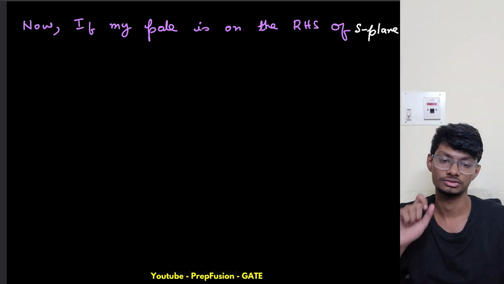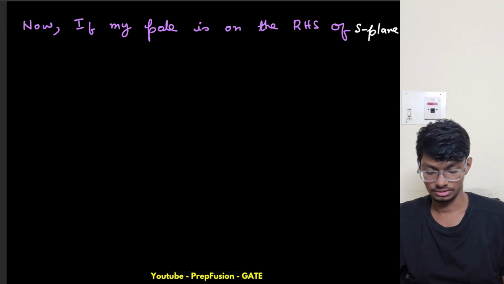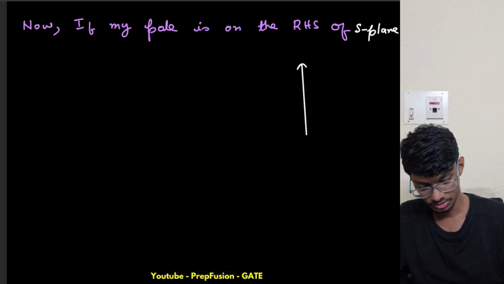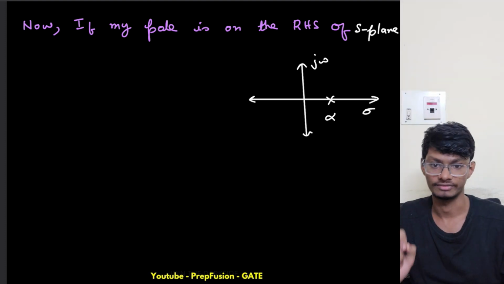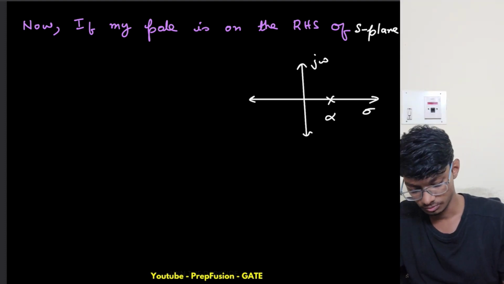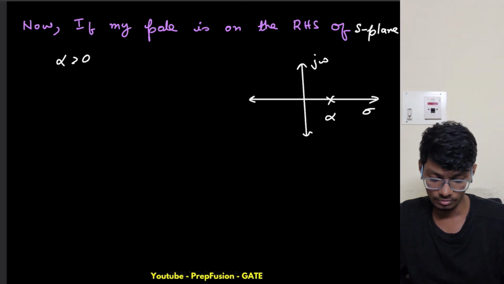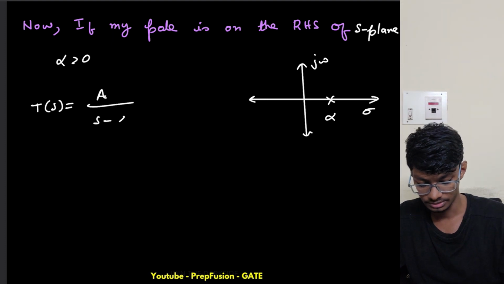Now if my pole is on the right hand side of the S plane, what will happen? So let me write the transfer function. Here I will draw the S plane, sigma plus j omega plane. Let's say my pole is here at some point alpha. Alpha is some positive number, so pole is at s equals alpha and alpha is greater than 0. So let me write the transfer function like this: A upon s minus alpha.